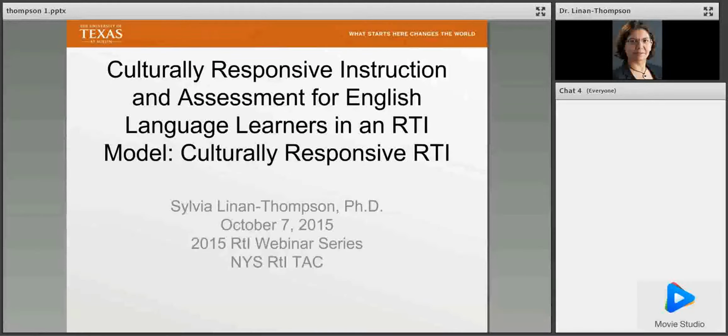We are very pleased to have Dr. Sylvia Linnon-Thompson with us today to present our Strand 11 series, Culturally Responsive Instruction and Assessment for English Language Learners in an RTI Model. Today's topic is Culturally Responsive RTI.